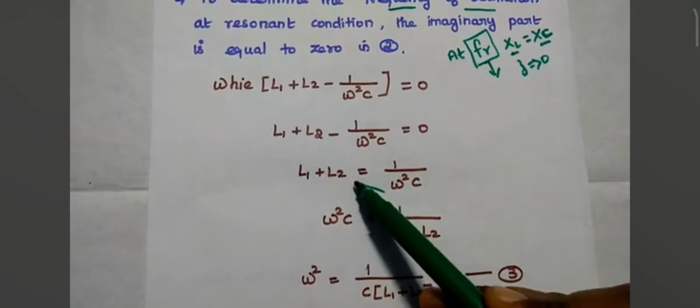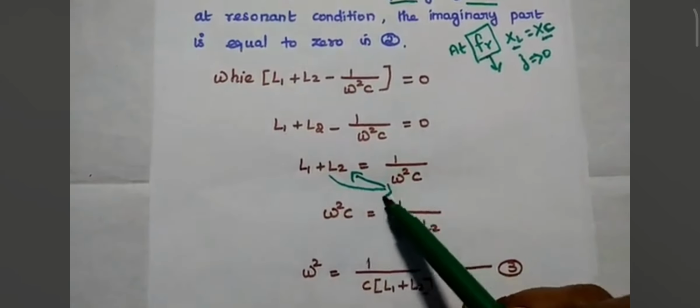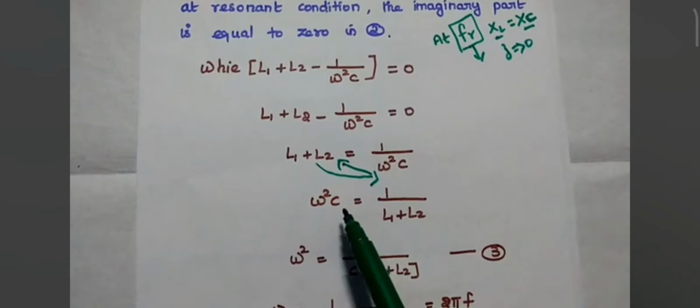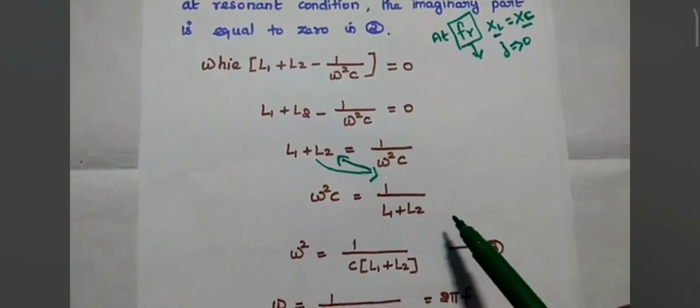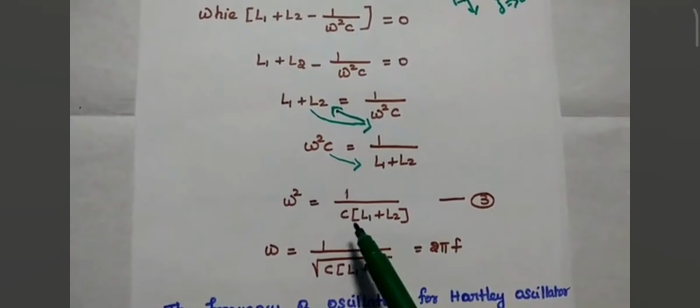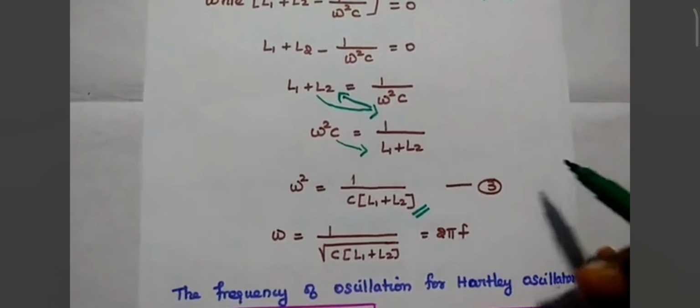Then we have to move this omega squared C to this side as a numerator and move this L1 plus L2 to this side as a denominator, because we are going to find out the value of frequency. Okay. So omega squared C is equal to 1 by L1 plus L2. Then we move this C to this side as a denominator. Then we get omega squared is equal to 1 by C into (L1 plus L2). Consider this as the third equation, because we are going to use this equation in the next derivation part. Okay. So omega squared is equal to what? 1 by C into (L1 plus L2).